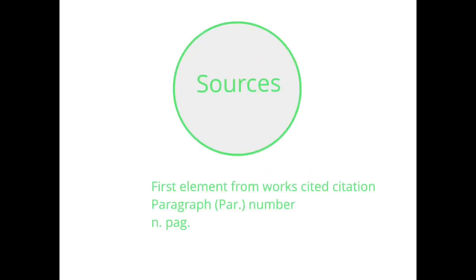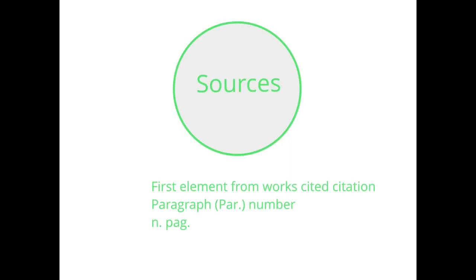Okay, so the last of those 3 criteria I'm looking at will be your sources. I want to see that you know where your information is coming from. So what I want to see on your outline, whenever you give information, I want to see the first element from your works cited citation. Sometimes that's an author's last name. Sometimes there is no last name of the author and you just have the headline or the title of the article. So that's what I want to see for your information.